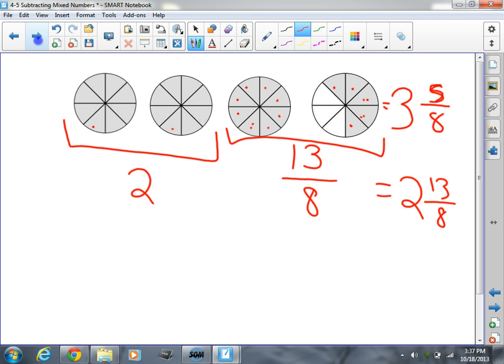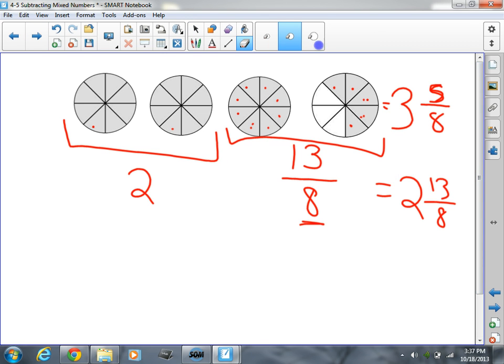So technically, I could say that this number right there could also equal 2 13/8. Then you say, Mr. Hurst, why on earth would you want to do something like that? Why on earth would I want to make an improper fraction out of my numbers? Well, I'll tell you, it's going to become very important here in just a minute. But I want to show you that you can. Now, I'm going to erase this. I'm going to try it again.